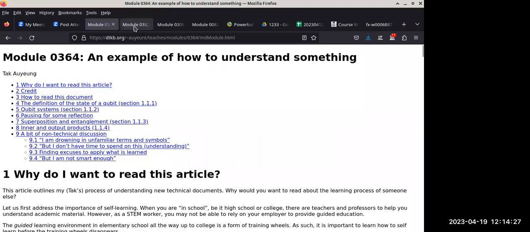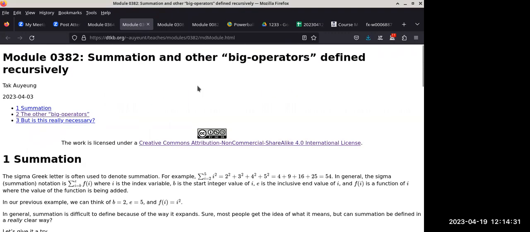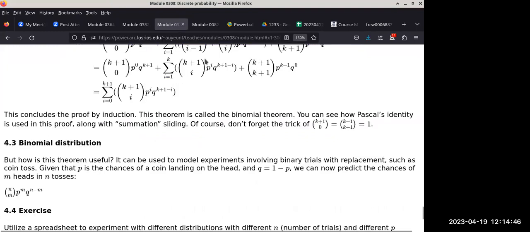All right, so moving on, this is about the big operators. I keep bringing this up because this is kind of important, both from the perspective of the operators themselves and also the understanding of the recursive definitions. And then we are back to the last part of the binomial distribution.